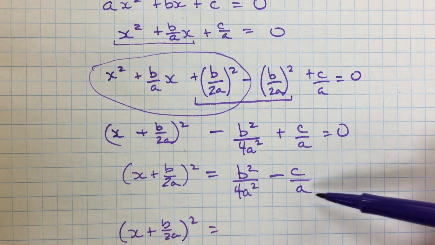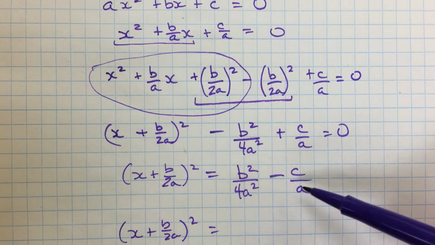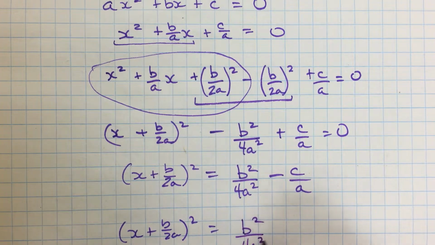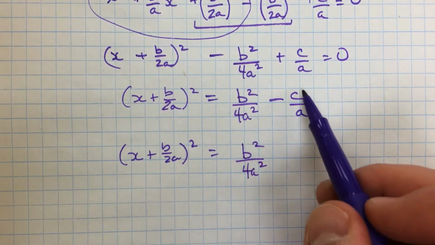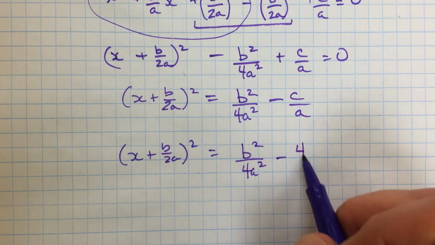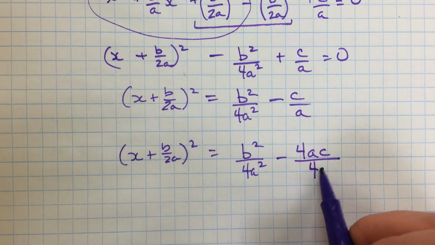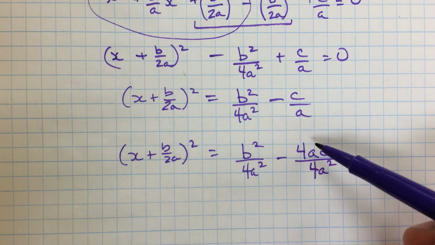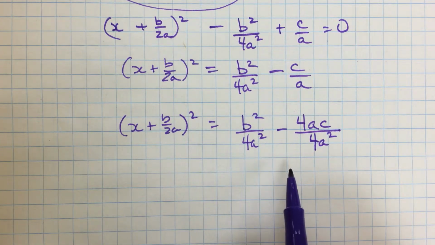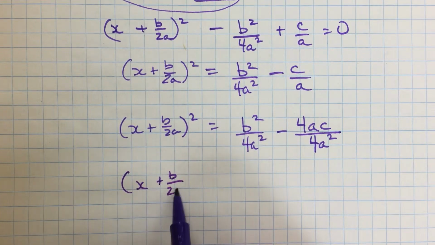Over here, I don't have a common denominator. This denominator here is just a. This one's 4a squared, so I need a 4 and another a to have a common denominator. And so I will be multiplying this whole term, top and bottom, by 4a. So here I've got 4a times c, and now I'm dividing by 4a squared. That's 4a on the top and 4a times this a on the bottom. Okay, we're kind of ready. We're just about there.